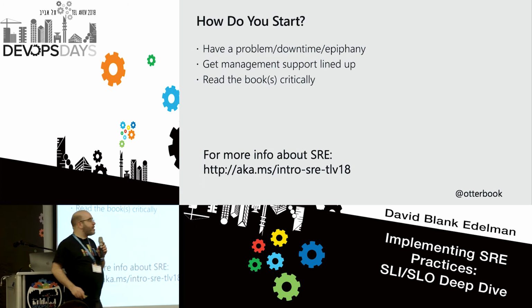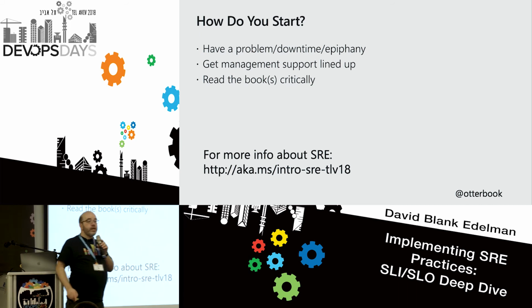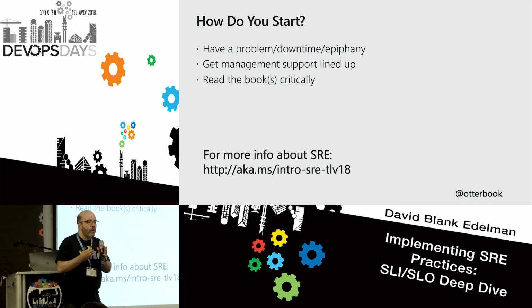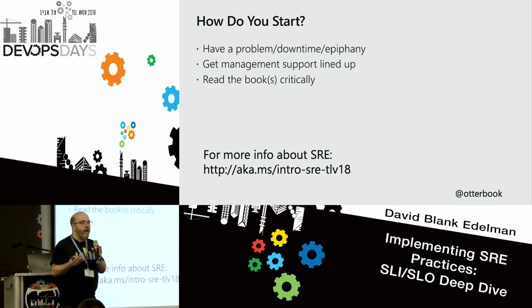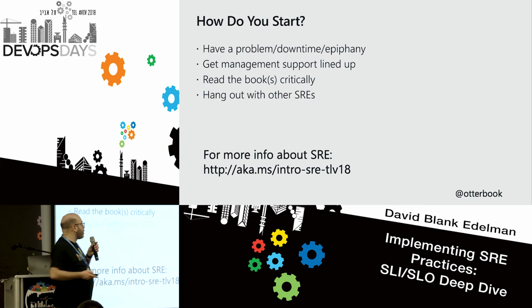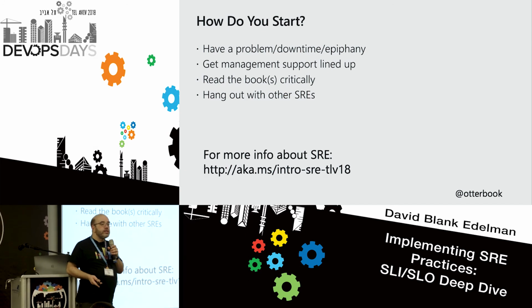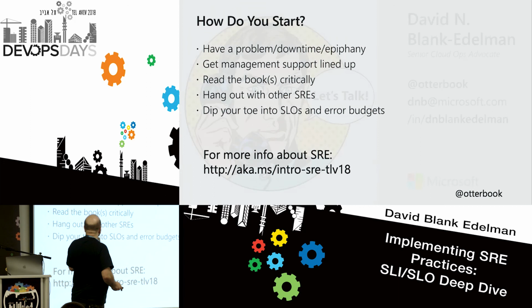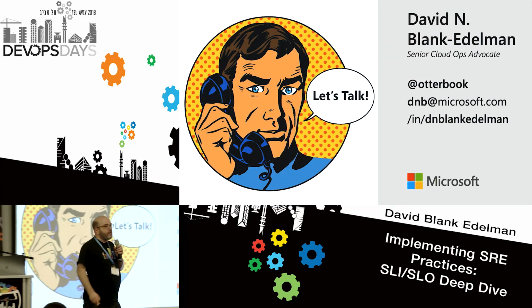one of the things that you should do is read the books critically. Don't look at them as if they're sacred texts, as if this is the thing you have to follow. Look at them and figure out which parts make sense for you. Hang out with other SREs, people who have the same problems you do, and then maybe start doing SLOs and error budgets. I love talking about this stuff.